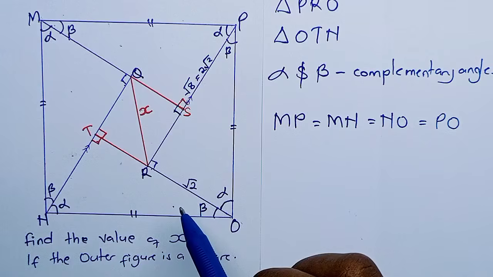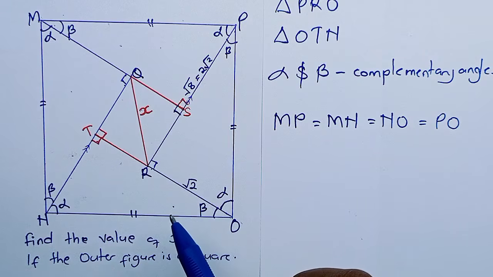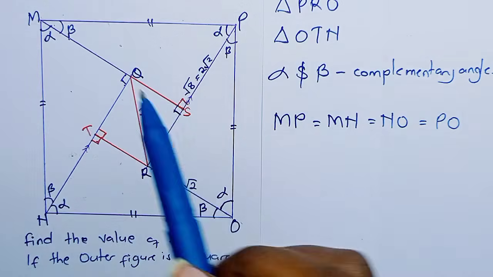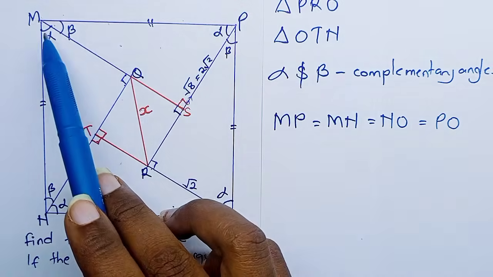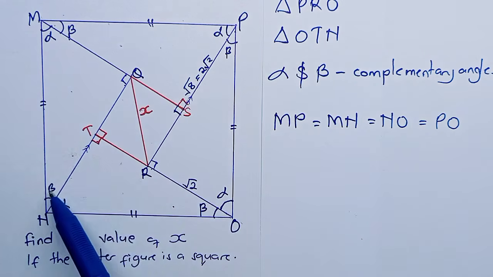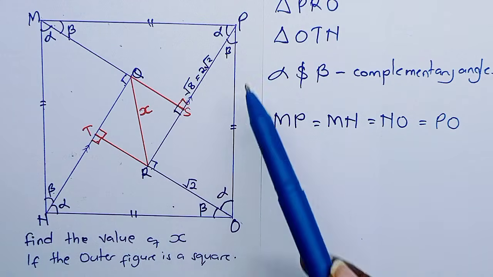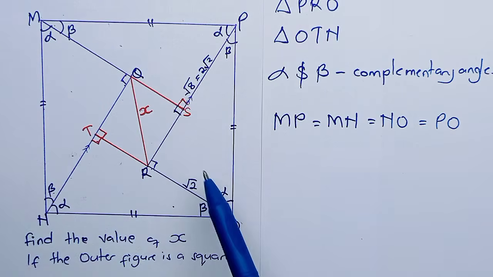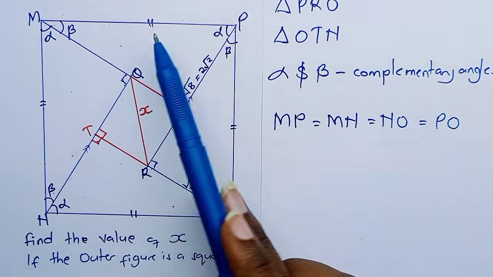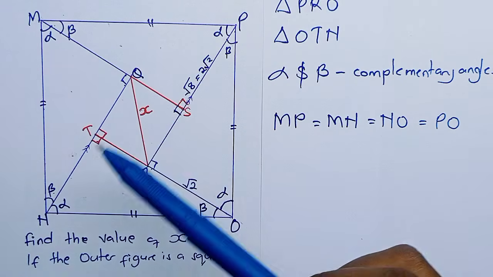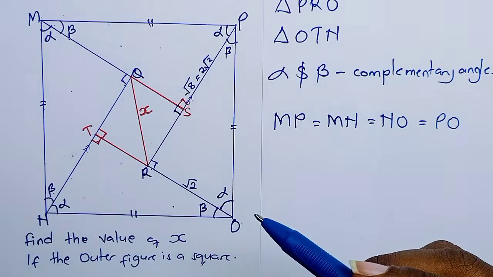They are congruent triangles due to the angle side angle theorem. So as you can see, angle, side, angle, the same: same angle, same side, same angle. So they are congruent triangles.